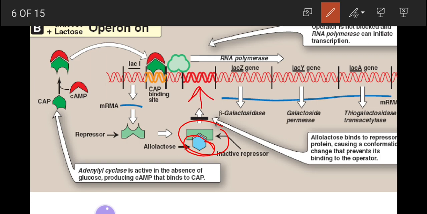Also, in the absence of glucose, cyclic AMP will be produced as adenyl cyclase is active, and this complex of cyclic AMP plus CAP will bind at the CAP binding site, which is necessary for the efficient transcription of the genes. Here the RNA polymerase will transcribe the genes efficiently. The operator is not blocked and the CAP site is also occupied, so the RNA polymerase can efficiently initiate transcription. This is the case where glucose is absent and lactose is present.